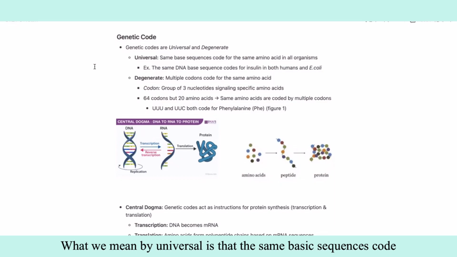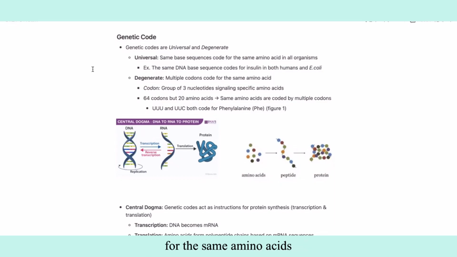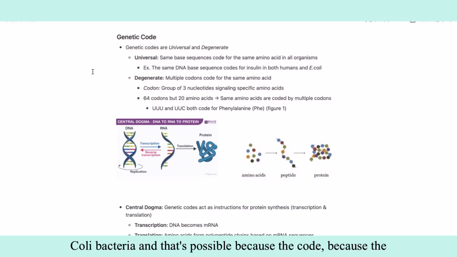What we mean by universal is that the same base sequences code for the same amino acids in all organisms. If you didn't know, insulin that is used to treat type 1 diabetes is produced by E. coli bacteria, and that's possible because the genetic code that codes for insulin is the same between E. coli and humans.